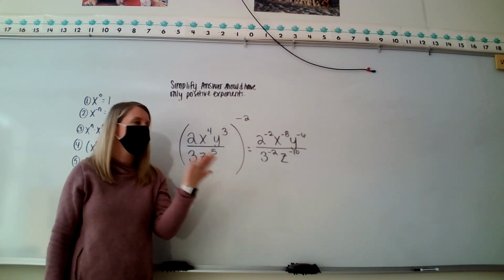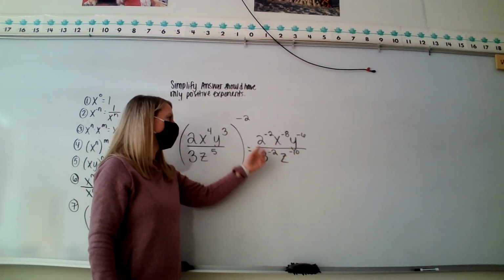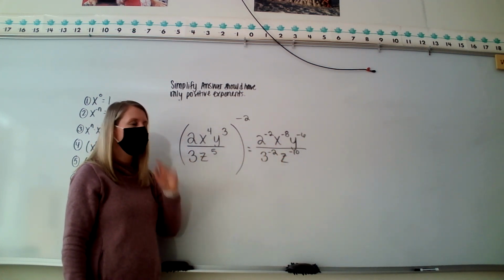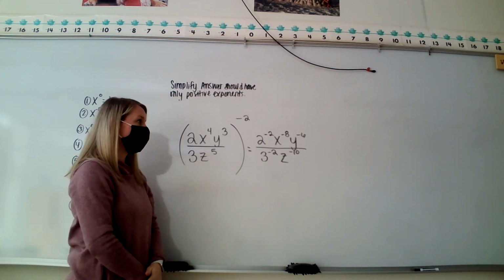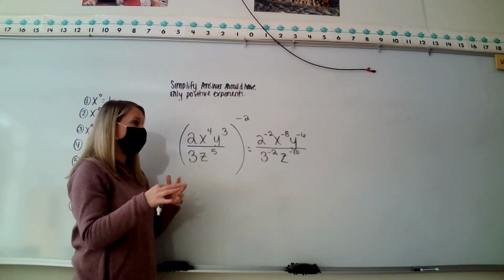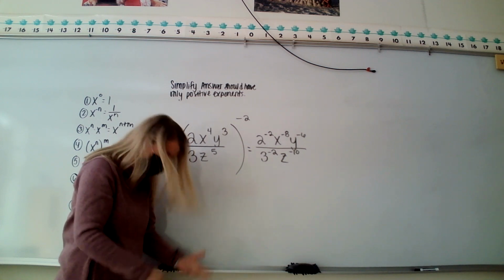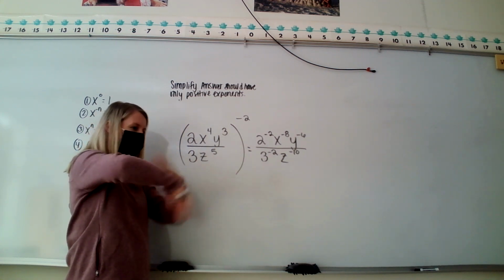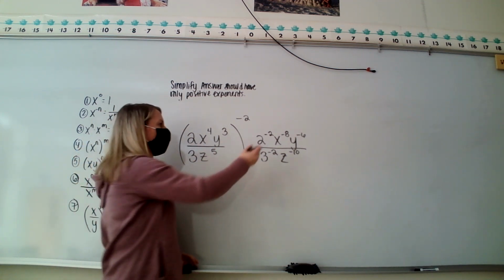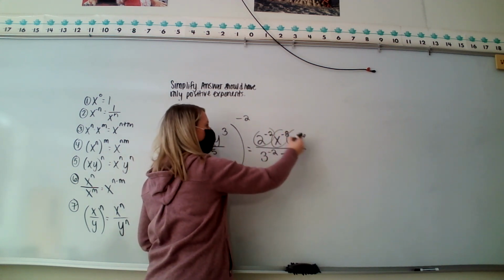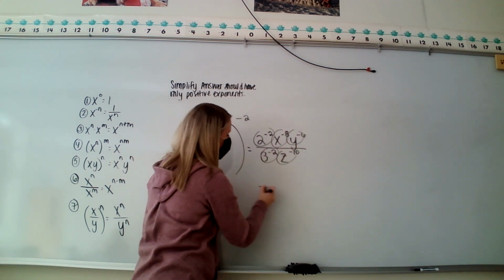No. You can only combine things when they have the same base. We have an x, y, z, and these have different bases as well. You have a 2 and a 3. So I notice that they all have exponents that are negative. So everything is going to have to get flipped. So I'm going to do that. Flip, flip, flip, flip, flip.